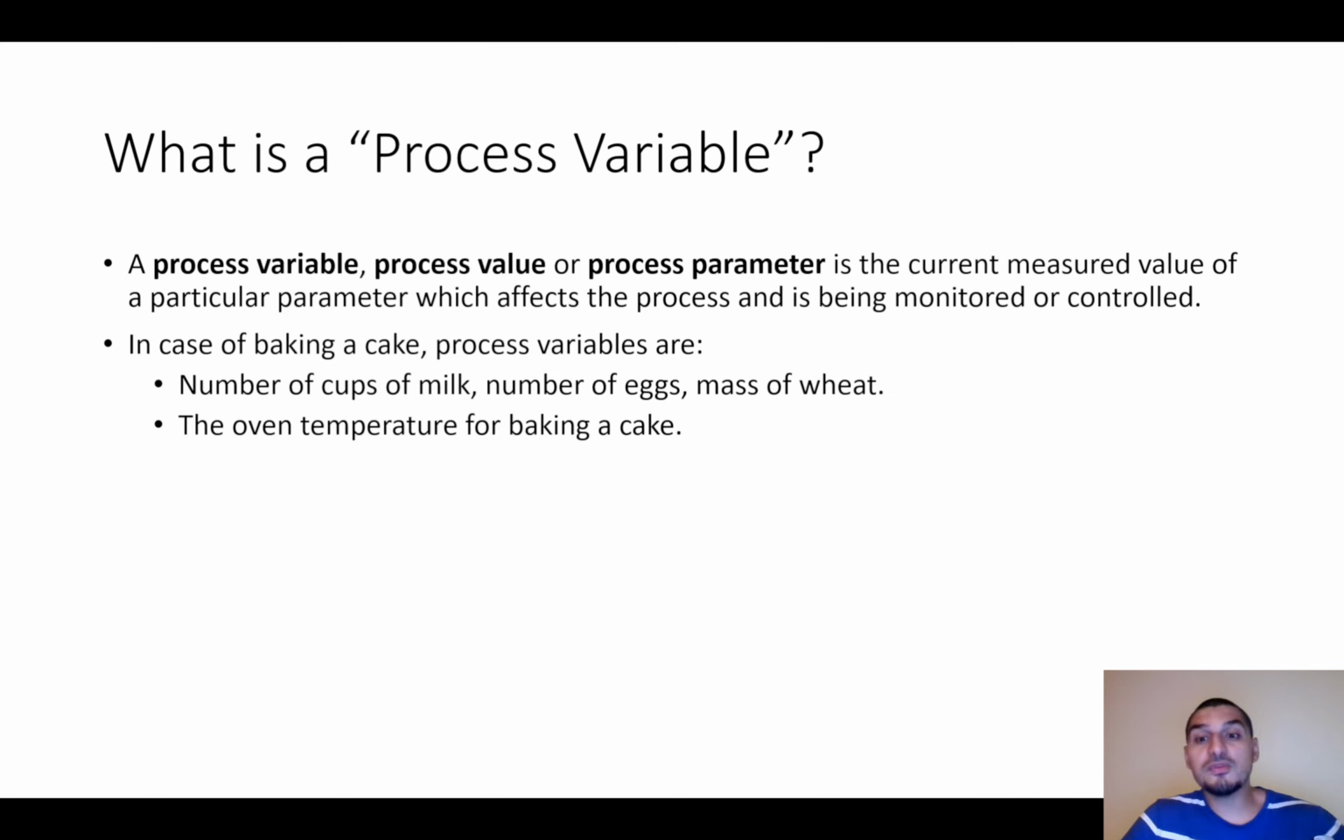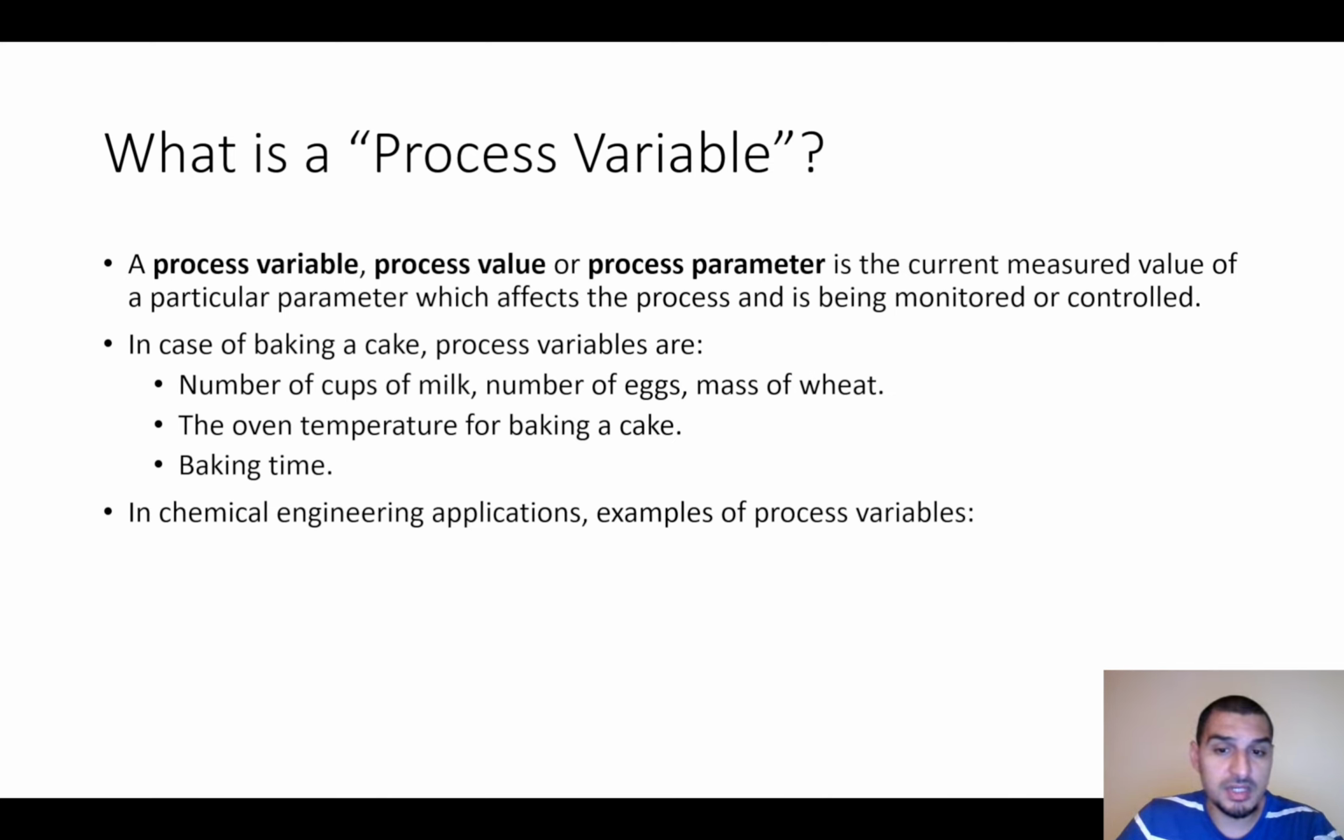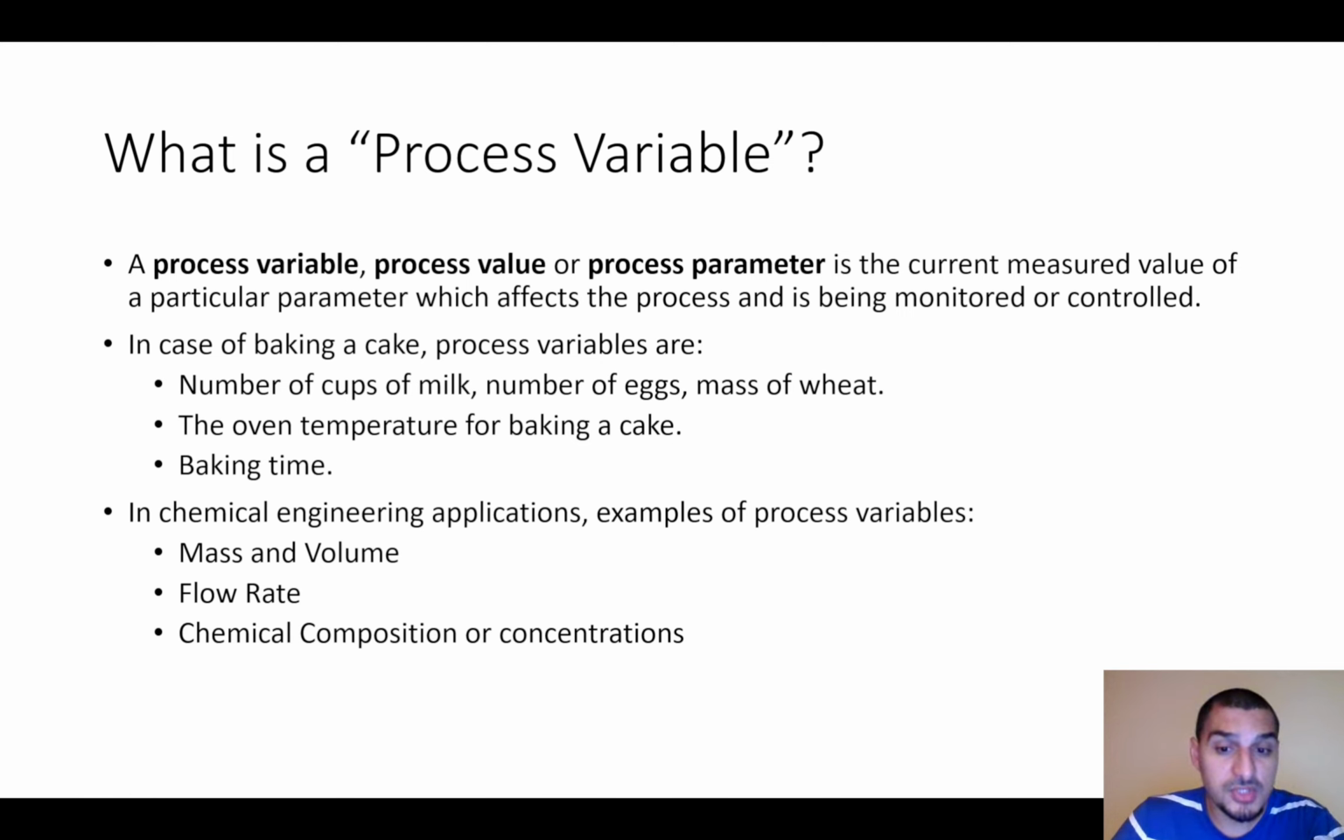You can control the temperature of the oven. You can control how much time you put the cake in the oven. All of these are parameters that affect the process, and you have control over these parameters. You can measure them or you can control them. For chemical engineering applications, the variables include the masses and volumes, or the flow rates. As I mentioned in the beginning of this video, I'm going to discuss the difference between these two in detail in the next video. The compositions or the concentrations, the pressures, the temperature, these are all variables that we discuss.